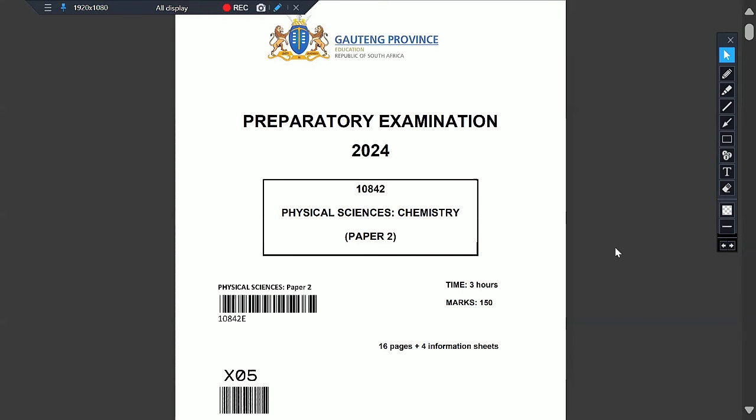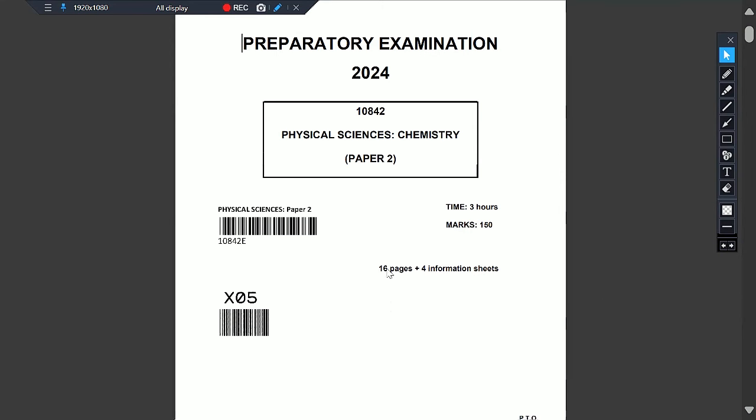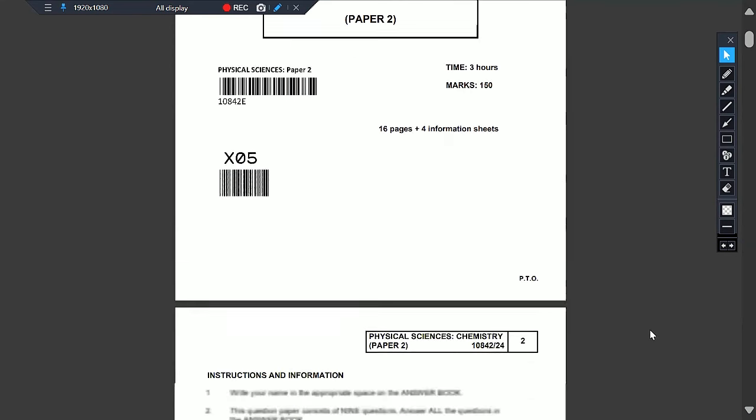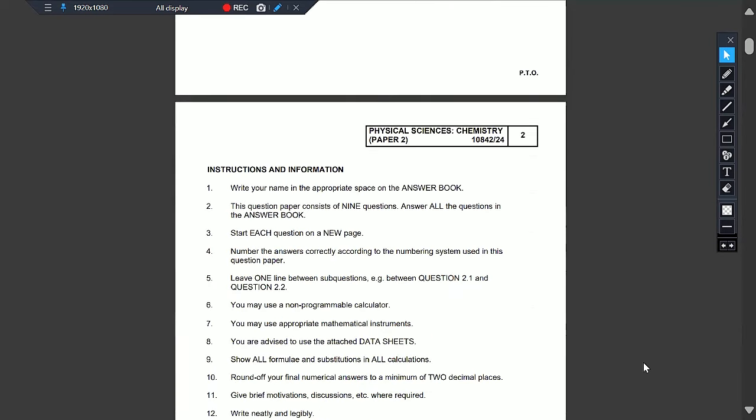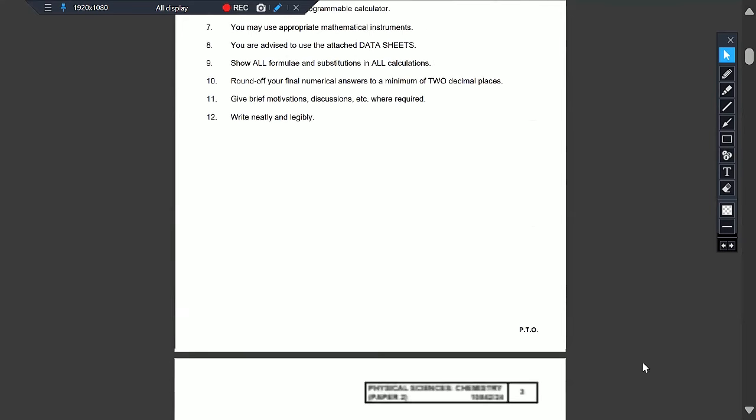And without any further ado, let's look at this question paper that we have here. Okay, so we have the Gauteng Province Preparatory Examination 2024. Emotions are still high. We just wrote this paper recently on Monday, and that's your Physical Sciences paper two, chemistry. Time was 3 hours and marks 150. This question paper consisted of 16 pages and 4 information sheets, which I believe you made use of. Those are your instructions and information, which I believe were read to you just before you started writing.